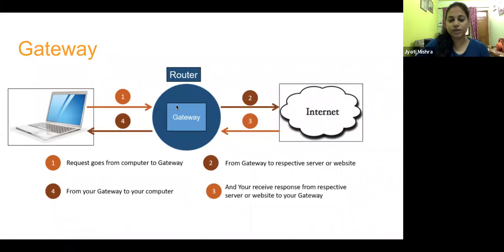This is what happens. The request goes from the computer to the gateway, then from the gateway to the respective server, then from your gateway to your computer. So in simple terms, this is how your information is being routed. The gateway, as the name suggests, is the main door.